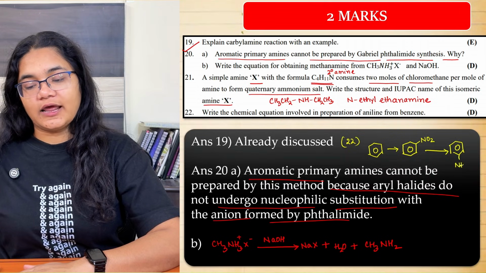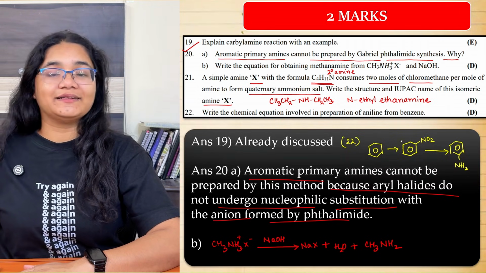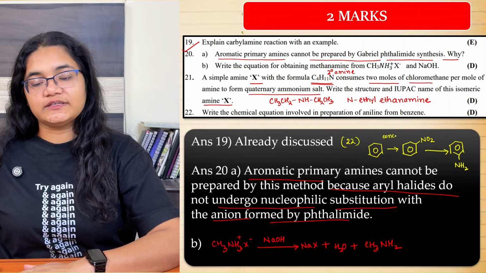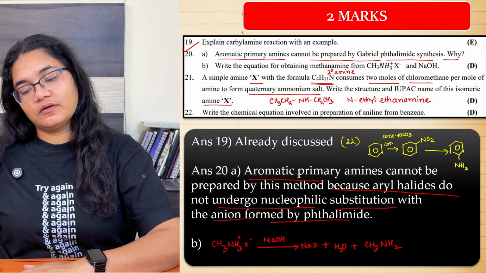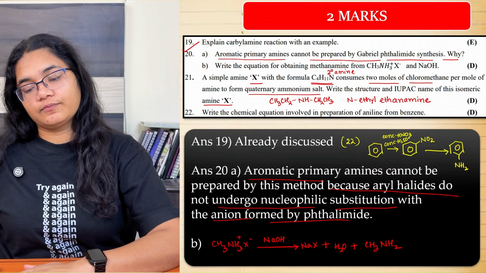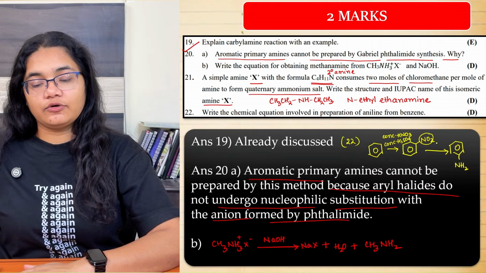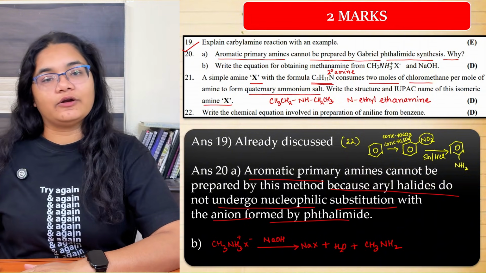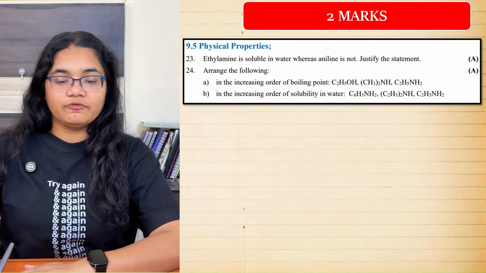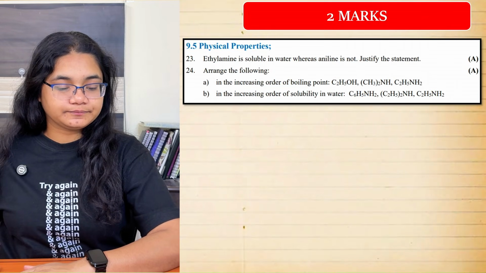Right? So here I just need to fill in the reagents. For benzene to nitrobenzene, we need concentrated HNO3 and concentrated H2SO4. Then once we have nitrobenzene, we can reduce it using Sn/HCl, Fe/HCl, or hydrogen with palladium. Moving to question number 23 here.